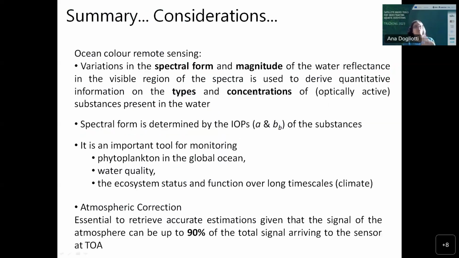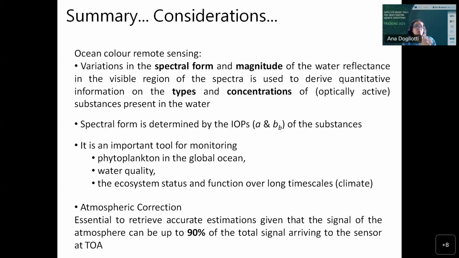To sum up this webinar, ocean color remote sensing is the variation of the spectral form and magnitude of the water reflectance in the visible part. That's what relates to color. And basically it's used to derive quantitative information on the type and concentration of substances that are capable of changing the water color. You cannot derive any substance you would like, but if they change the color, you might be able to estimate them.